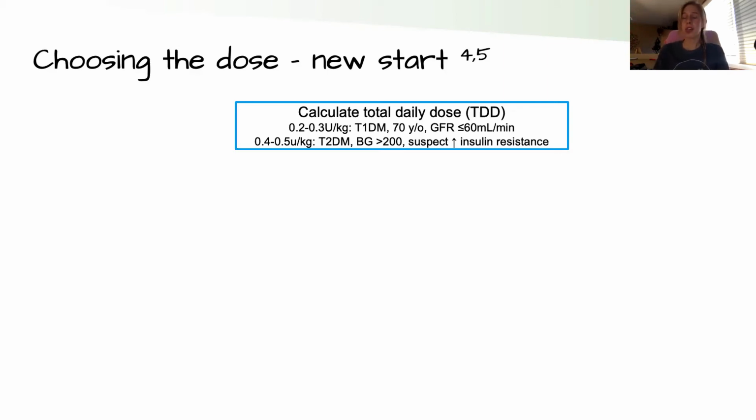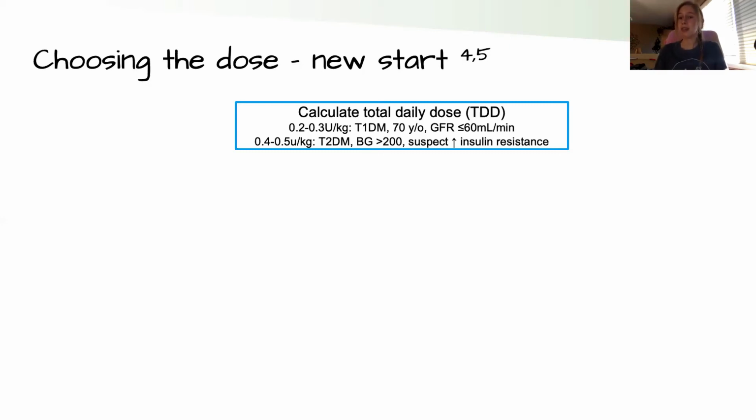So some examples where you might want a lower dose, like a 0.2 to 0.3 per kilo, would be if they're type 1, if they're elderly, if they have chronic kidney disease, if they look medically fragile, if they're very sick. Those would all be reasons to start low. Starting high would be if they have type 2 diabetes, their blood sugar is pretty high on admission, like above 200.